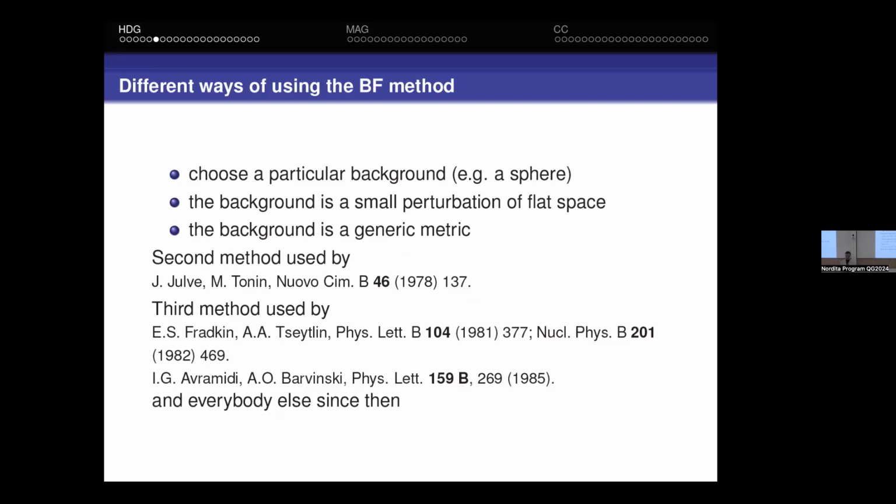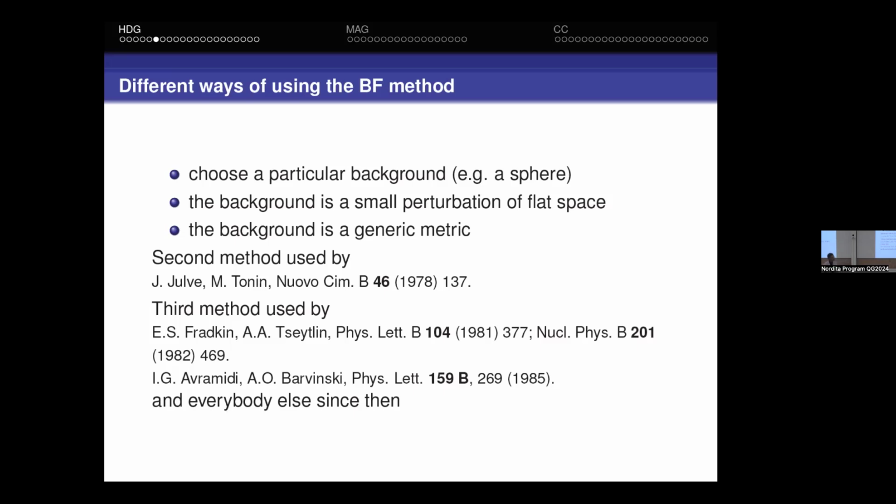So how do you use the background field method? There are various ways of doing that. One is to choose a particular background, like a sphere, and do the calculation there. And in that way, we could compute, for example, the beta function of psi, the R-square term, but we could not compute the beta function of lambda because the Weyl curvature vanishes for the sphere. So you need more general backgrounds, and you can either do the calculation by choosing a background that is a small perturbation of flat space, or perhaps even better, you can choose an arbitrary background.